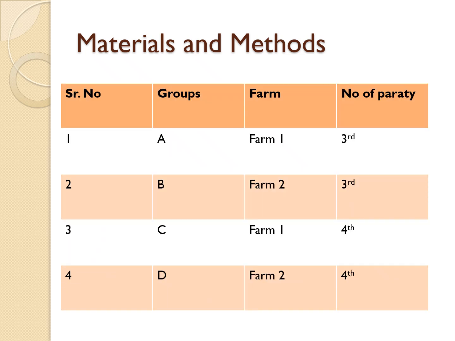Here are the groups that I formed. There are four groups that I selected, and I named them group A, B, C, and D. In groups A and C, I took the samples from farm 1, and the number of parities in groups A and C is 3 and 4. Then in groups B and D, the number of parities is third and fourth, but I took the samples from farm 2, that is the intensive farm, in which toxin binders are used in the feed.